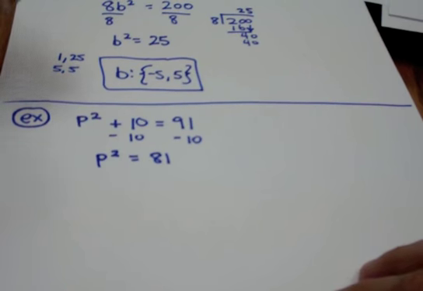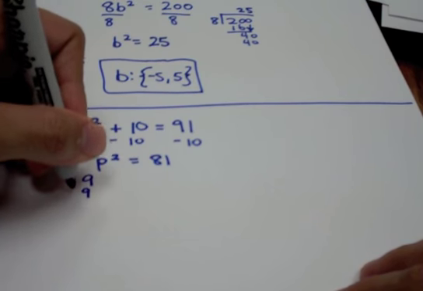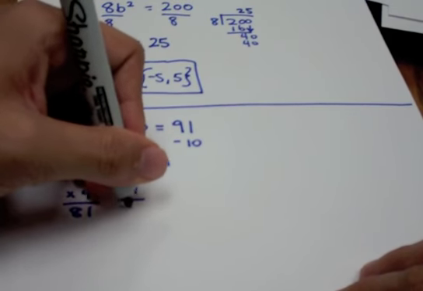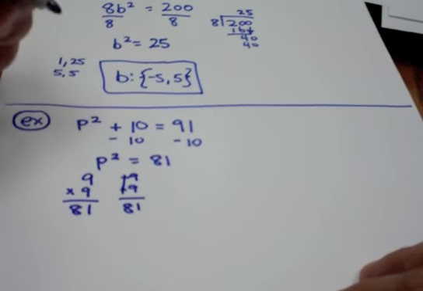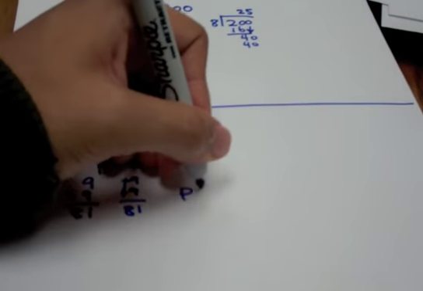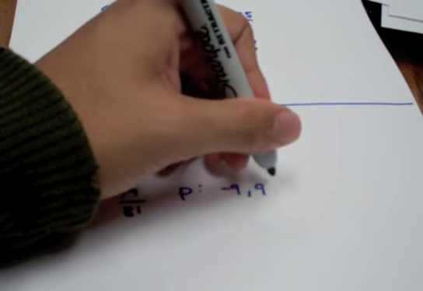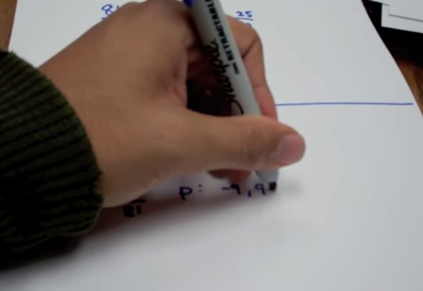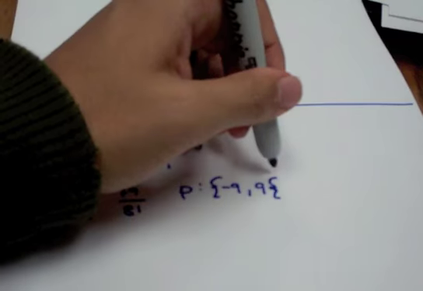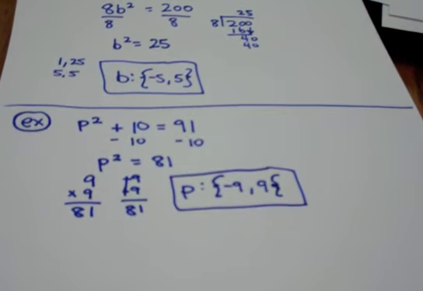So here will be 9 times 9, which gives you 81, and negative 9 times negative 9, which gives you 81 when these cancel. So for this, you'd write p is going to be negative 9 or 9. I apologize for my funky looking brackets, but that's all there is, just brackets.